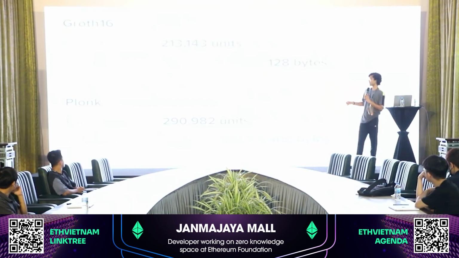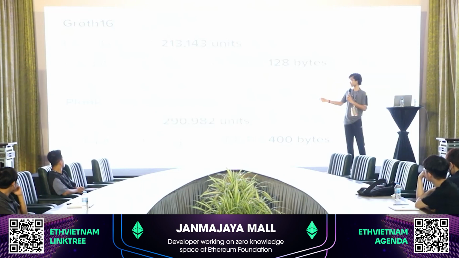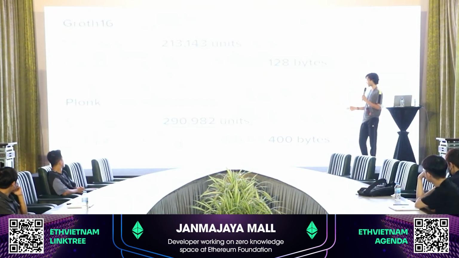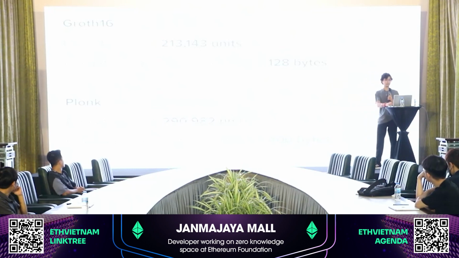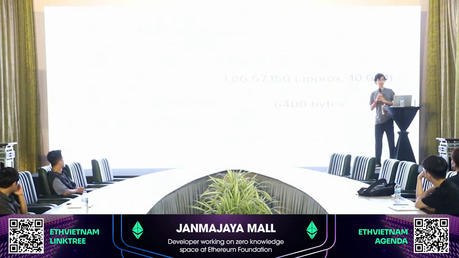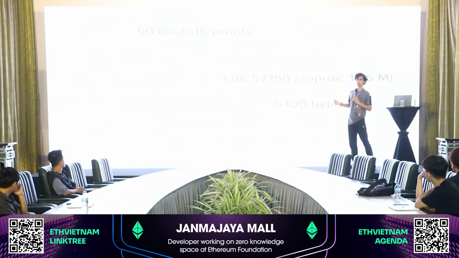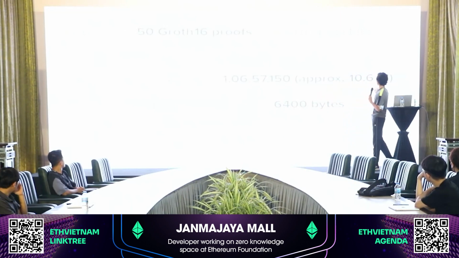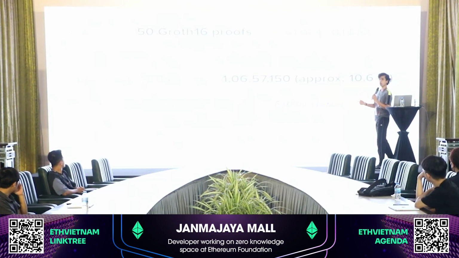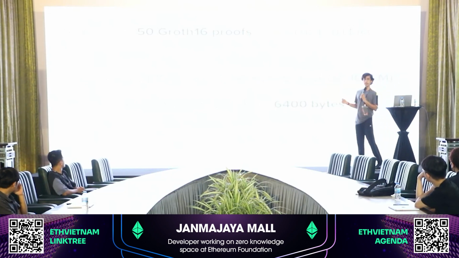For Plonk, the execution cost is around 300,000 units. And the calldata cost, again for zero public inputs, is 400 bytes. And needless to say, if you want to verify 50 Groth16 proofs or 50 Plonk proofs on chain, everything would be times 50. So the gas cost becomes 10.6 million and the calldata cost becomes 6400 bytes.